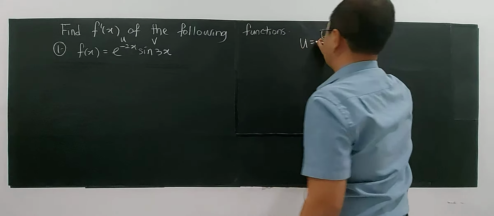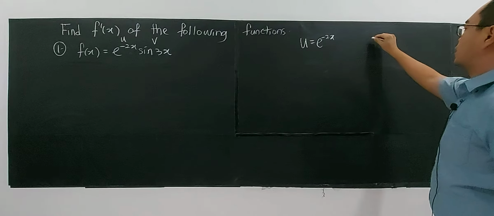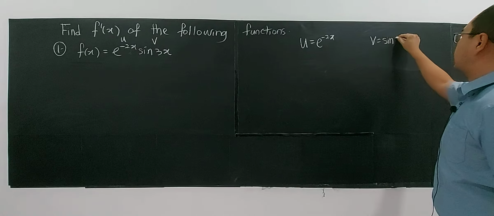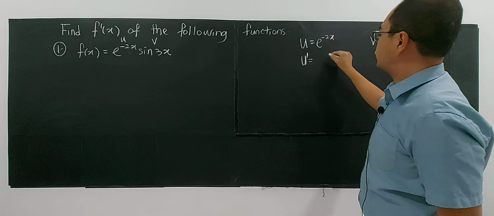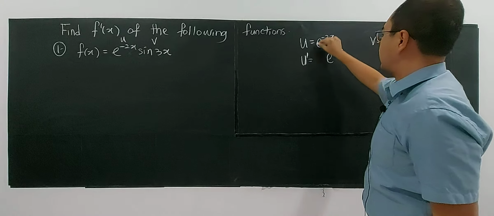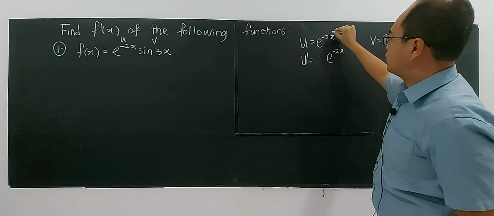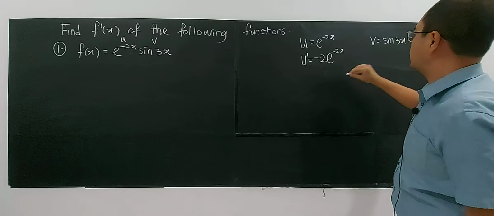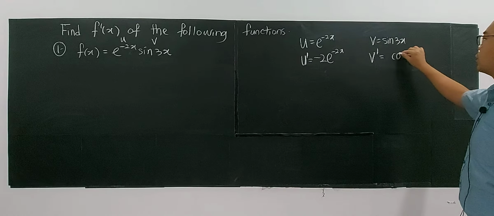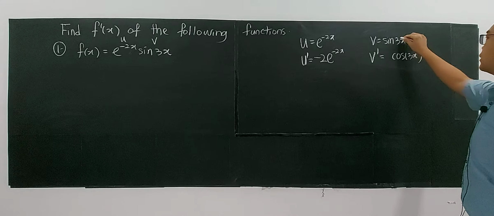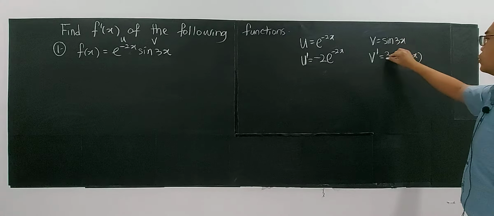So u will be e to the power of negative 2x and v will be sine 3x, right? Of course, to apply the product rule you need u prime. Differentiate negative 2x, following the rule for differentiating an exponential: copy back, then differentiate the power, so you have negative 2. The rule for differentiating trig: differentiate sine, you get cos, and you write the angle back, right? Then separately you differentiate the 3x, so 3.